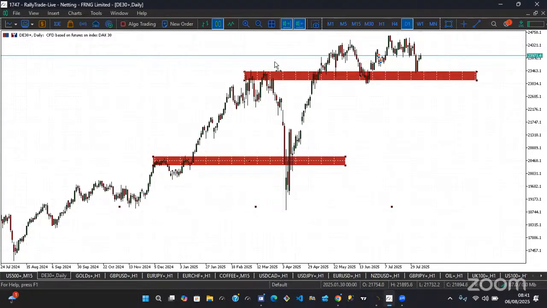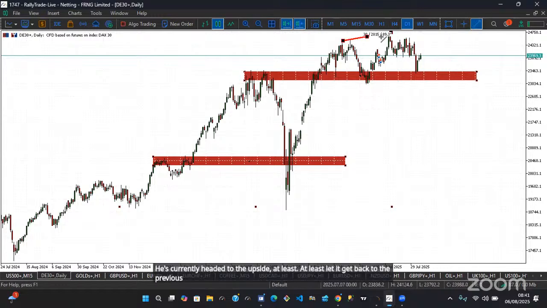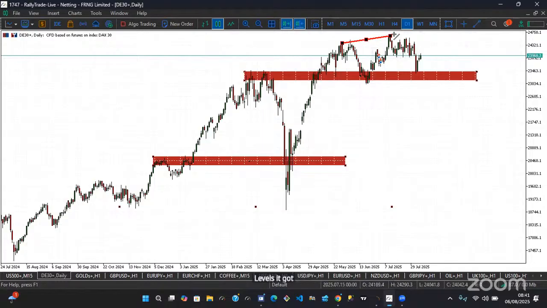Okay, good. Now notice when price broke out, you see the retest. Not a perfect one, though, but yes, it held and it pushed price to the upside. Price came back there, and where is it currently headed to? It's currently headed to the upside. At least, let it get back to the previous levels it got to. At least price should push higher to this point.